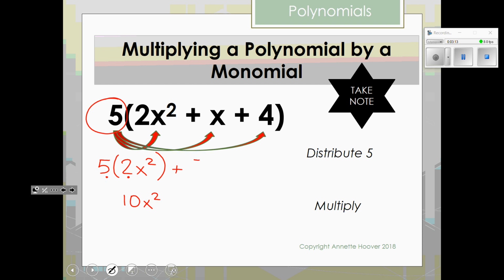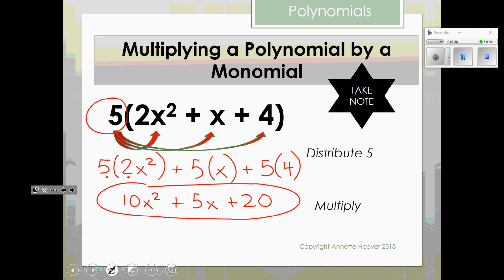Then I'm going to multiply the 5 times the second term, which is x, and that results in just 5x. And then I'm going to multiply the 5 times the third term, which is 5 times 4, which results in 20. So my final answer is 10x squared minus 5x plus 20.